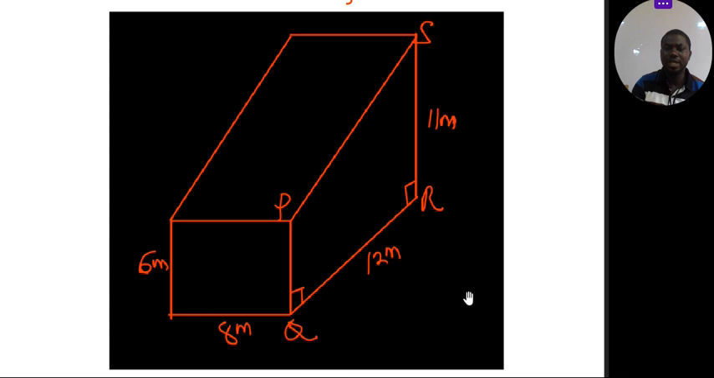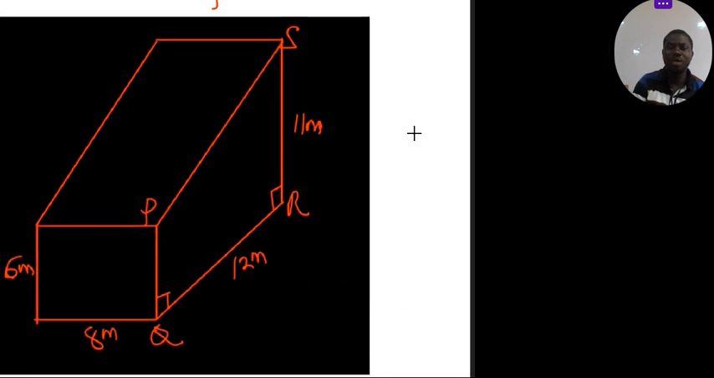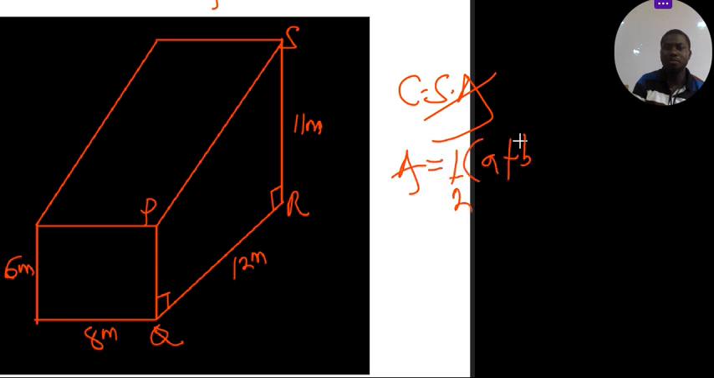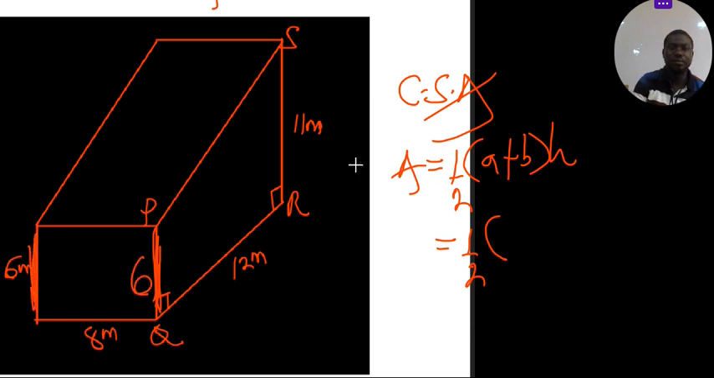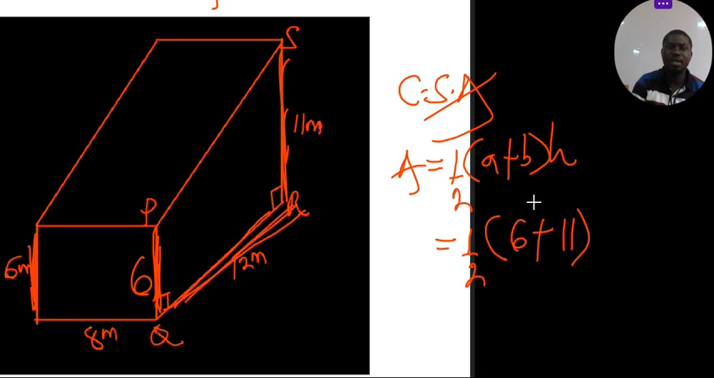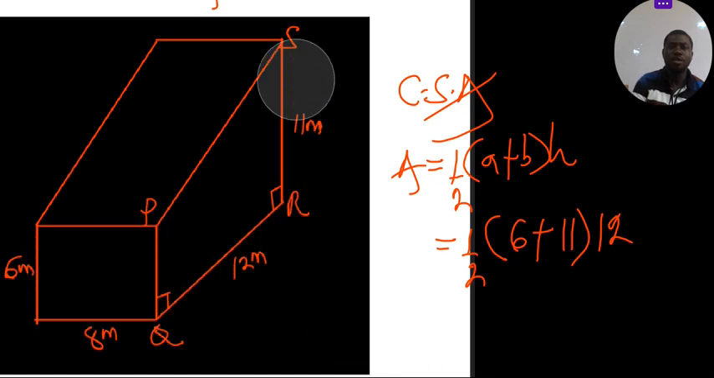Now let's first start by finding the area of the trapezium. That will serve as a cross-sectional area. So area of trapezium is half into a plus b times height. That's half into a. That's 6. Since this side is 6, obviously this side is 6. So 6 plus b, this is 11. Then the height will be the distance between them, that's 12.